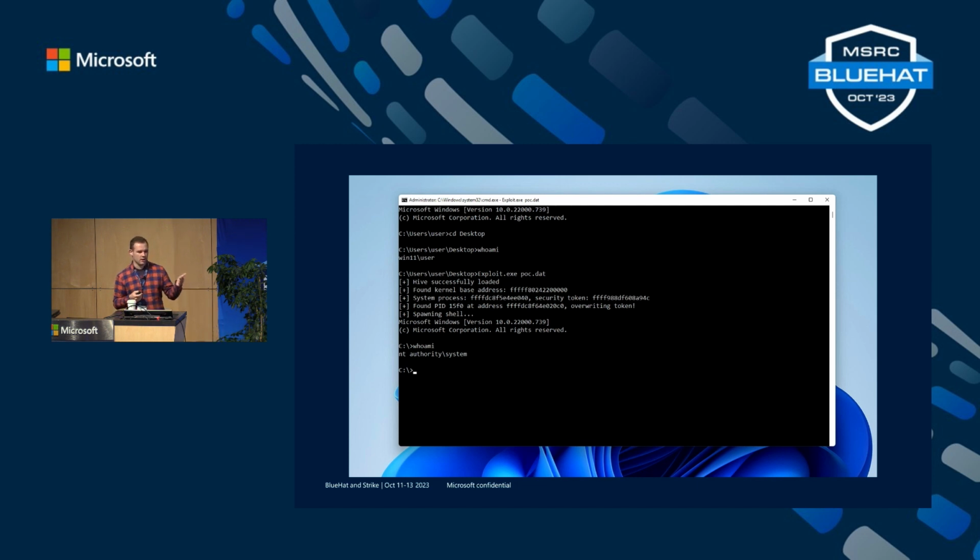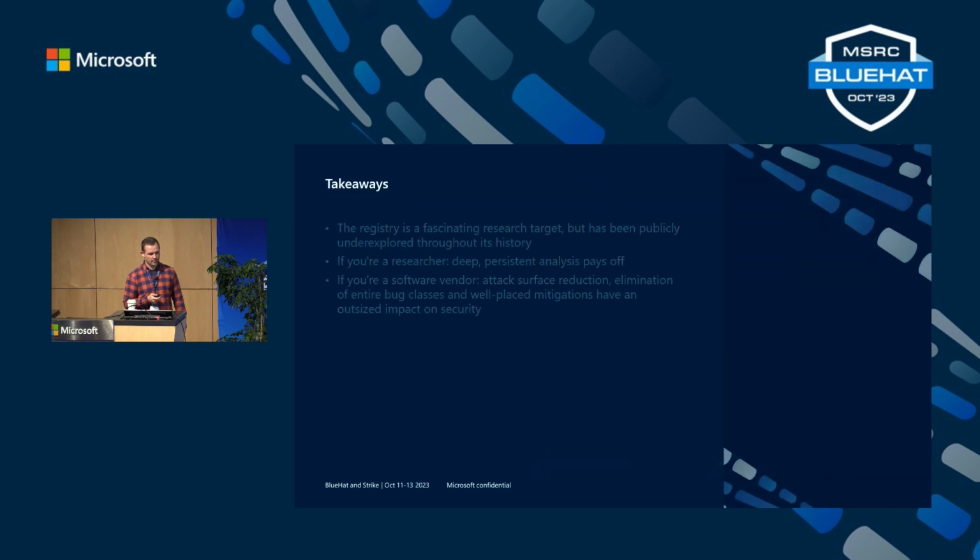So as you can see, what I was doing here was first leaking the base address of the kernel, then iterating the list of processes in the system to find the system process, find the security token of the system process, replace the security token of our own process with that one, and then spawn a shell that runs with the NT AUTHORITY\SYSTEM privileges, which is a full compromise of the system.